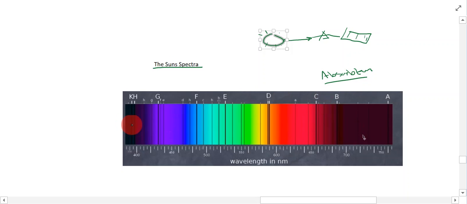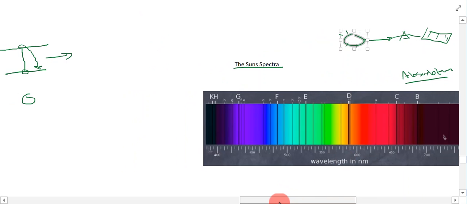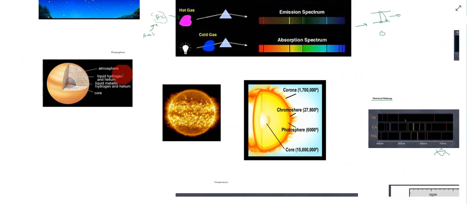So you can see it's a continuous spectrum, but it has these very unique bands or wavelengths of light that have been taken out of the continuous spectrum. And this is light coming directly from the sun. So a way to think about that is, if we have a look at the makeup of a sun, in this diagram here, you have the core, and then within the core, you have liquid hydrogen.